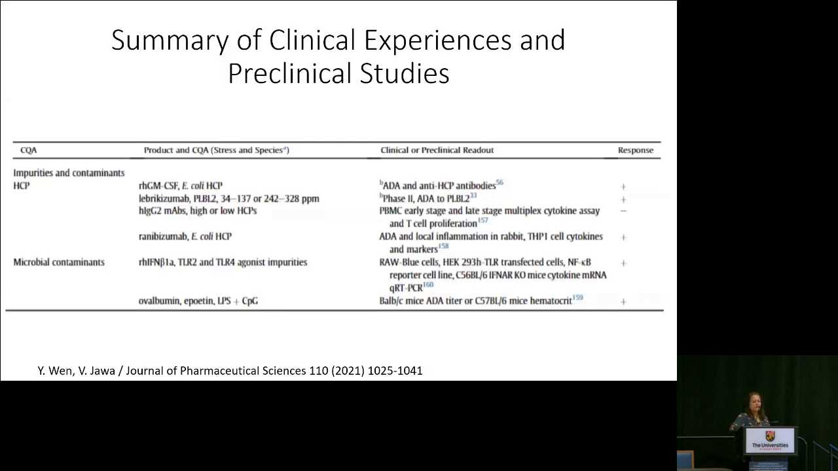So some examples, this is not just hypothetical. We have seen impurities and contaminants. And today we are talking about host cell proteins because that's the topic of my talk. I know I said impurities in general, but we will now focus on host cell proteins. This is a review article that I published with Dr. Wen from Eli Lilly. We did a comprehensive look at all the critical quality attributes from both preclinical and clinical studies that we thought were attributed or reported in the literature to some kind of adverse clinical sequelae.